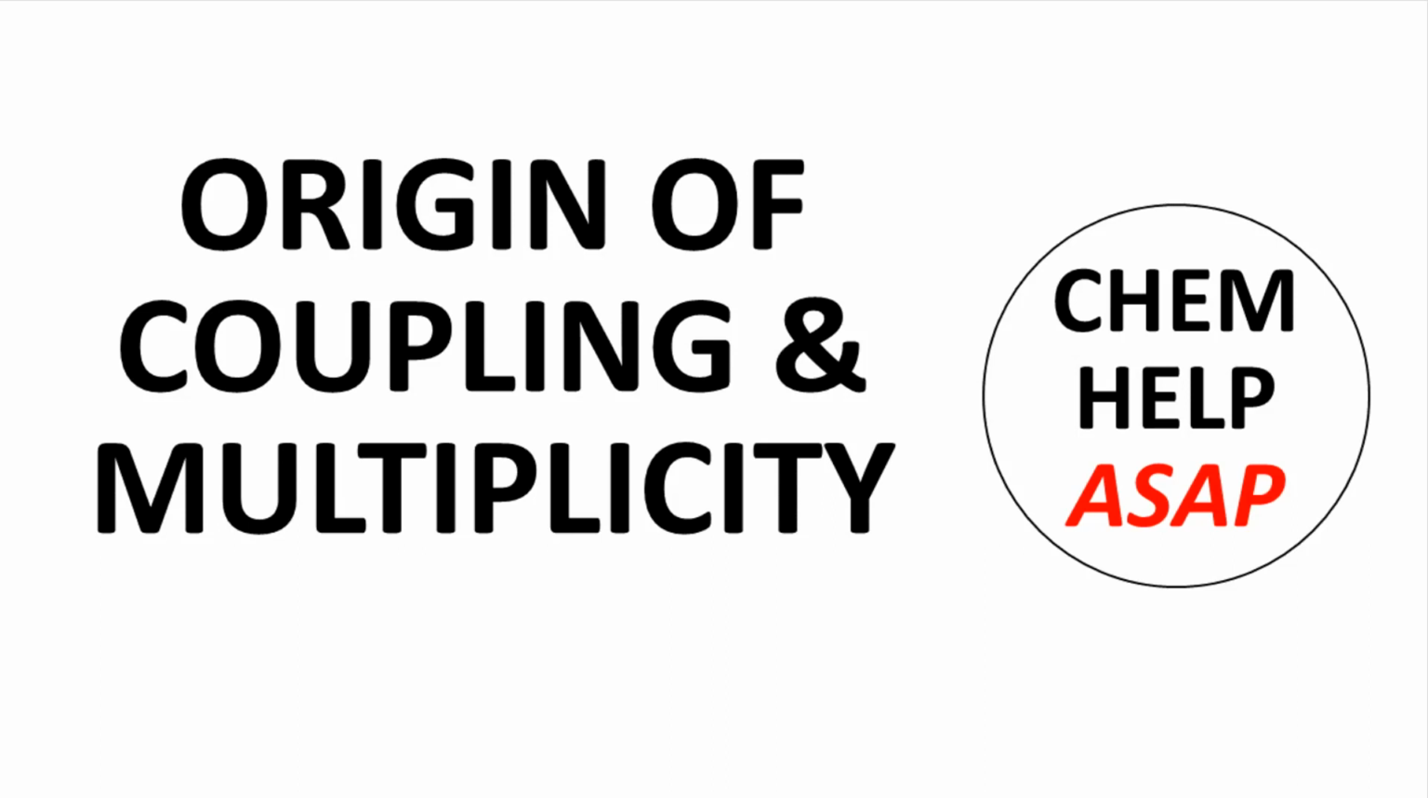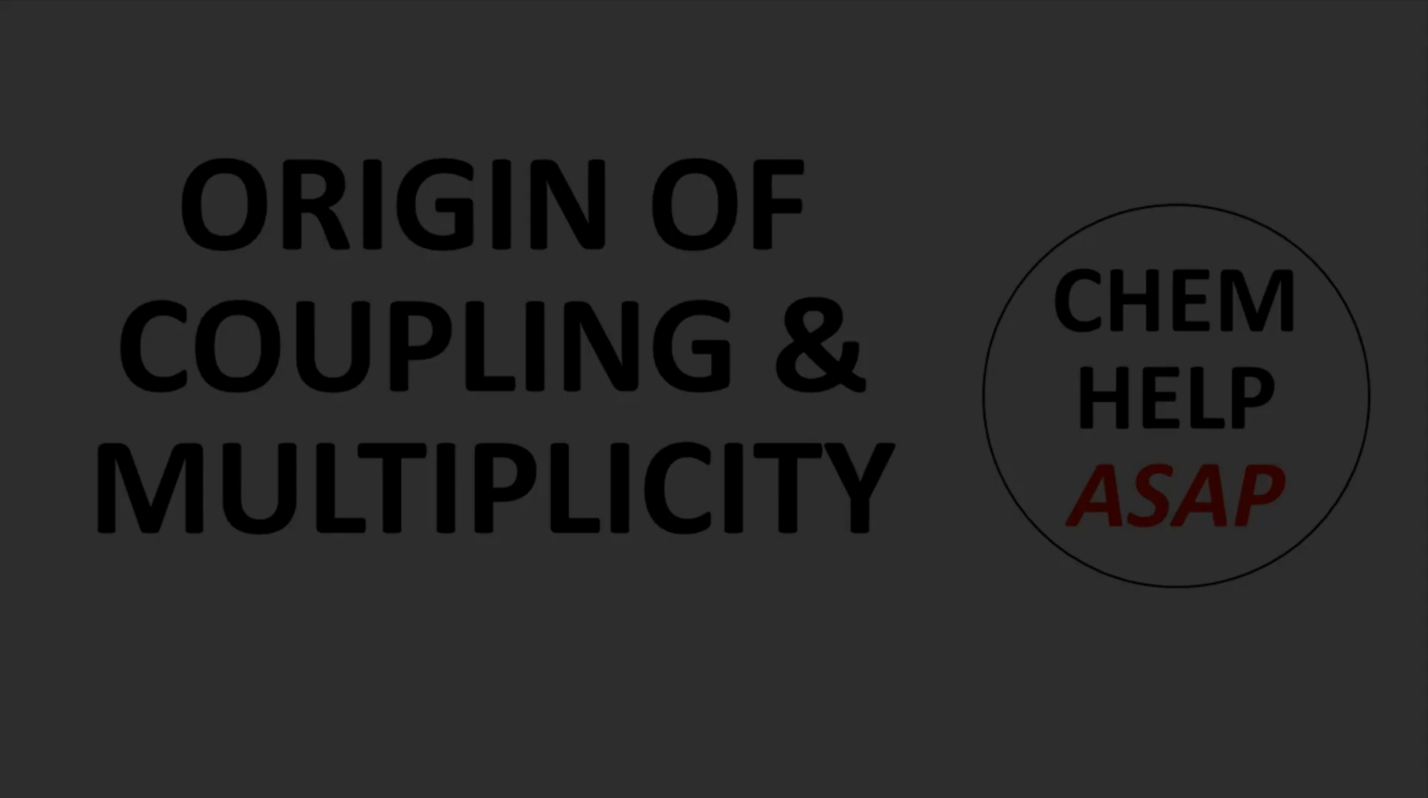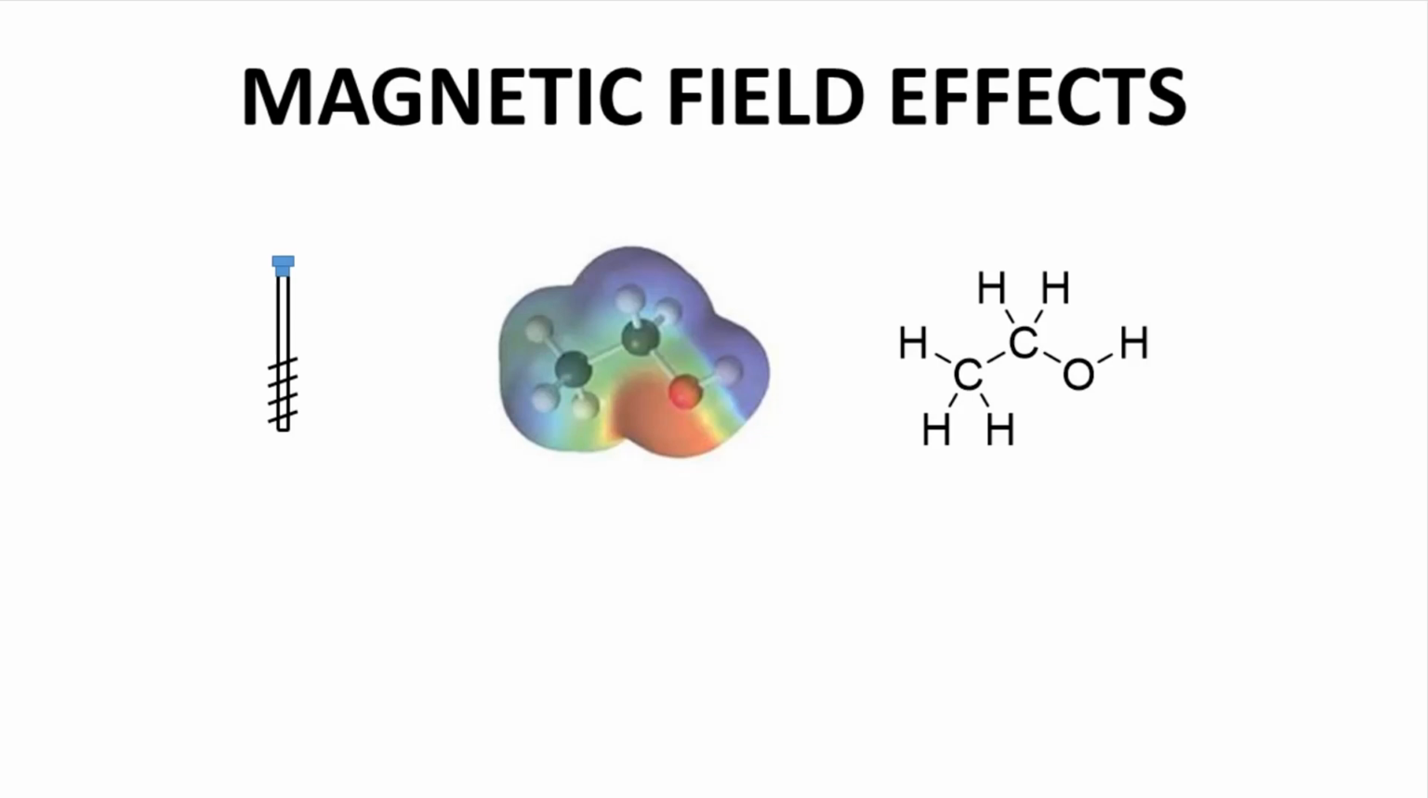Let's focus on the factors that cause proton coupling as observed in proton NMR spectra. So what are the factors that affect the resolution, peak position, and multiplicity of signals in an NMR spectrum?